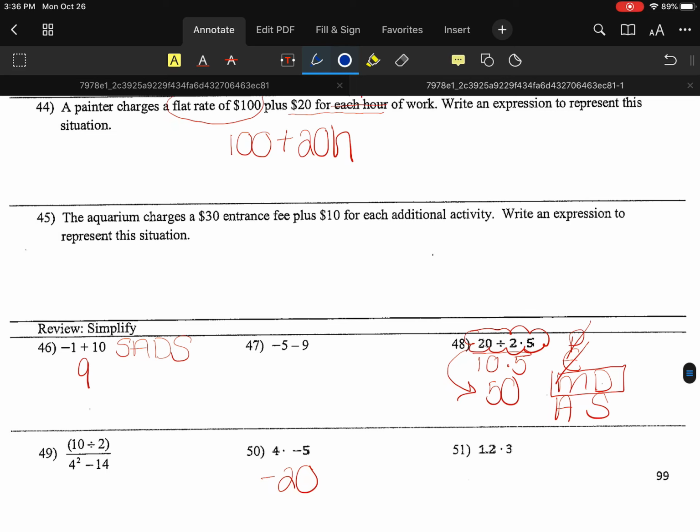45, the aquarium charges a $30 entrance fee plus $10 for each additional activity. Write an expression to represent the situation.